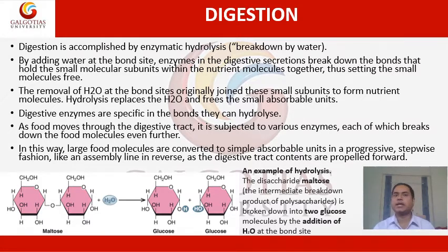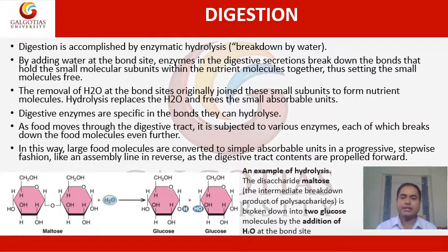Digestive enzymes are very specific in the bonds they can hydrolyze. As food moves through the digestive tract, it is subjected to various enzymes, each of which breaks down the food molecule even further. In this way, the large food molecules are converted to the absorbable units in a progressive stepwise fashion, like an assembly line in reverse, as the digestive tract contents are propelled in the forward direction.